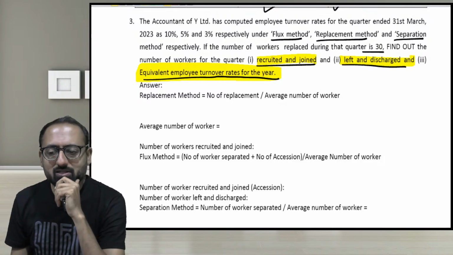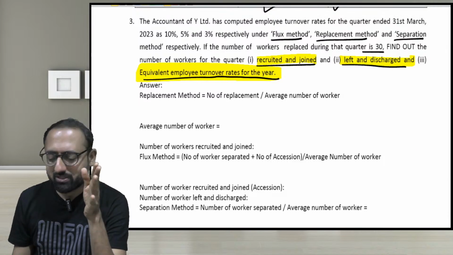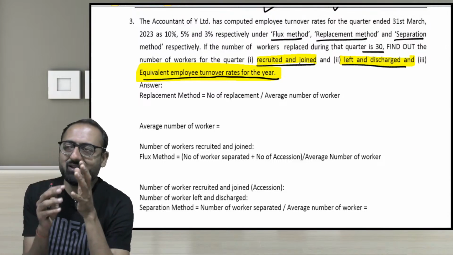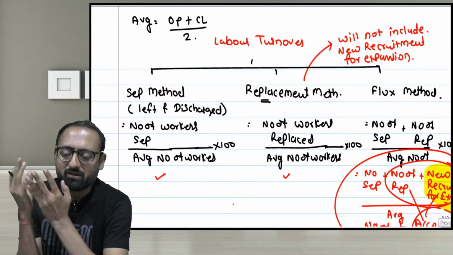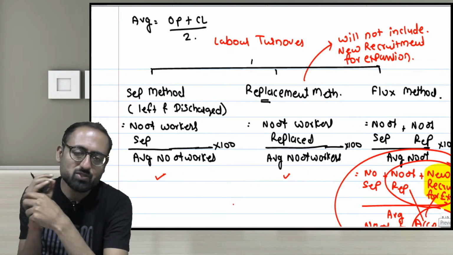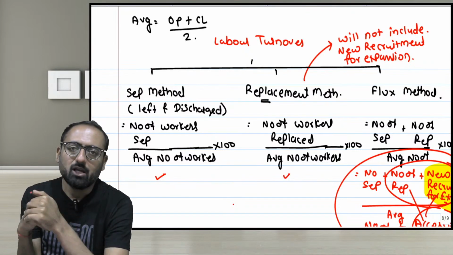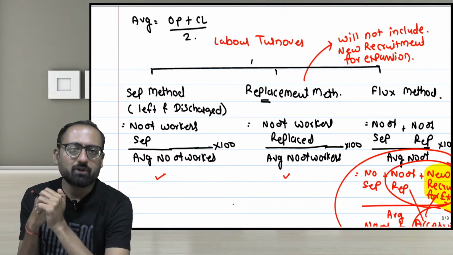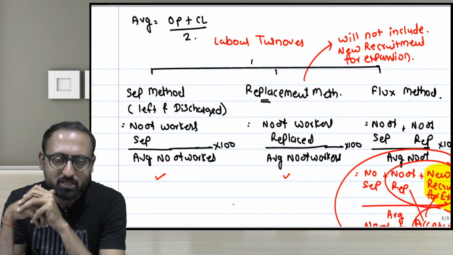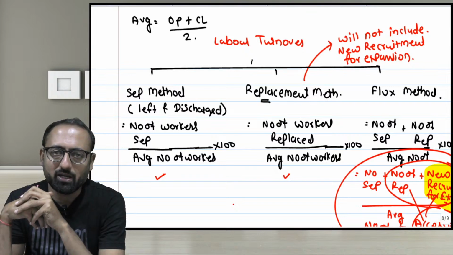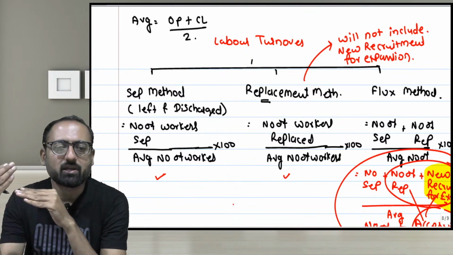Now, boys and girls, this is called a Tarak Mehta ka Ulta Chashma. Why? Because generally we have to calculate these rates: how much will be the separation method rate, replacement and flux. But in this question, the percentages are already given. And we need some basic information: how many workers are recruited and joined, how many are newly recruited, how many are for expansion purpose, how many are replaced, how many are separated, and so on. So reverse working you'll have to perform here.